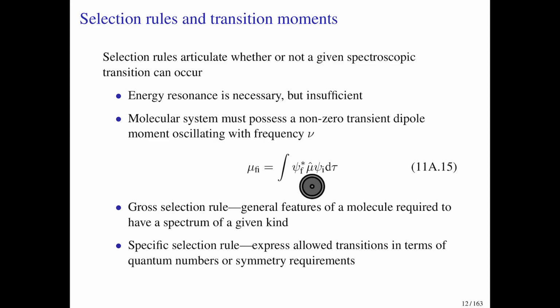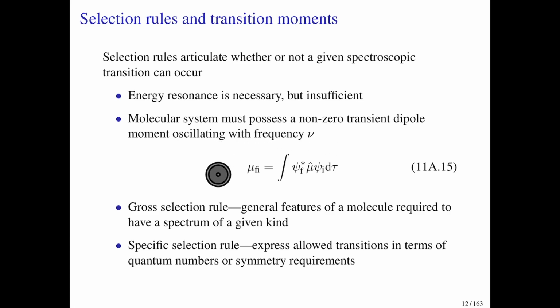And this mu hat is the dipole moment operator for our system. And that is placed between the initial state and the final state wave functions that we're considering. And you integrate over all space for your particular molecular system. And if this integral is non-zero, then we say that the transition is allowed. And if it is zero, we say that the transition is forbidden.